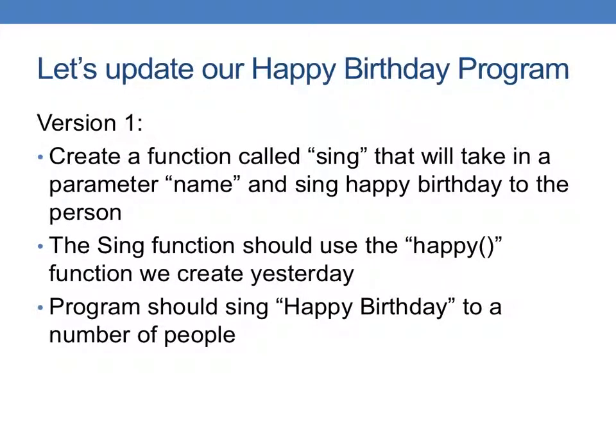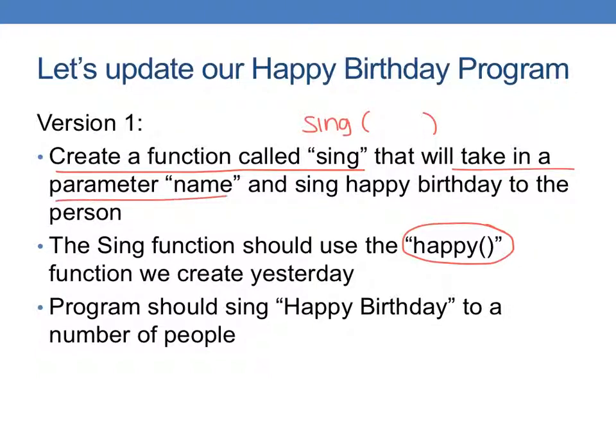So what you're going to do in the video today is update the Happy Birthday program. Currently, the program sings Happy Birthday and uses that happy function in order to display that repeated line of code. Now what we're going to do today is create a function called sing. So it's going to look like this. And it's going to take in a parameter of somebody's name. And it's going to sing happy birthday to the person with that name. So it's going to take in a parameter that is a string.